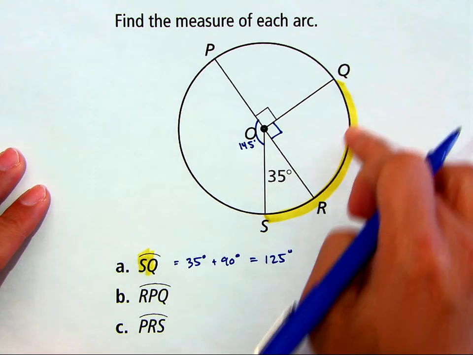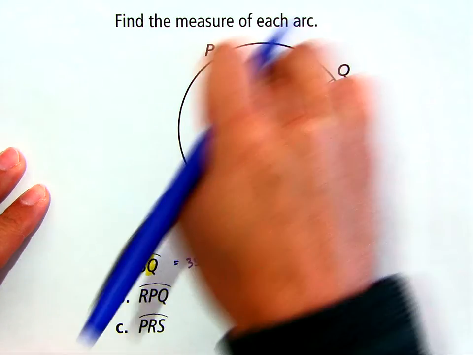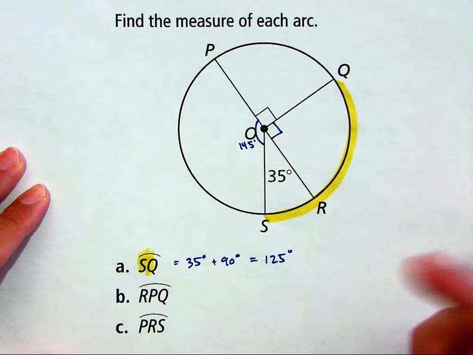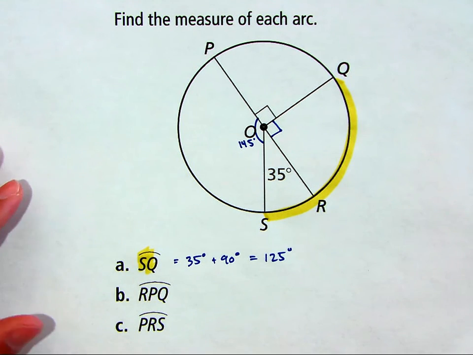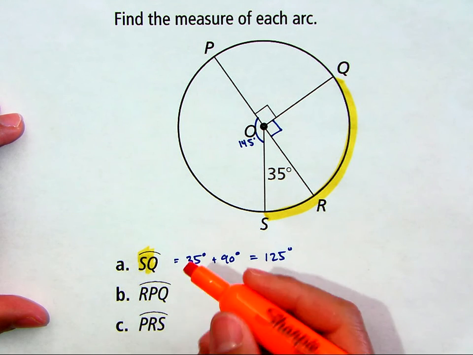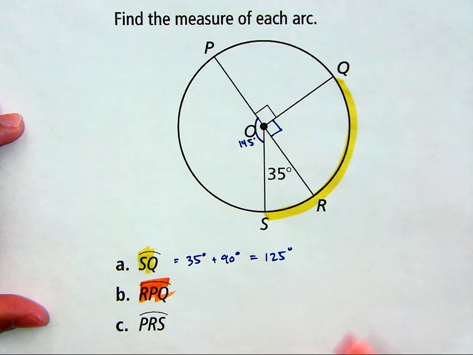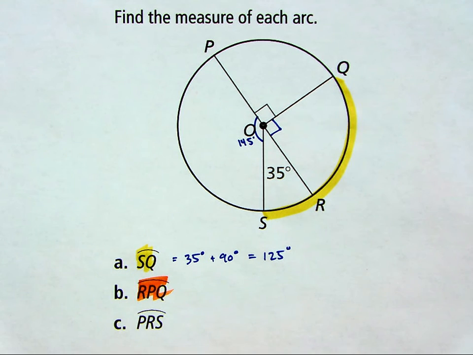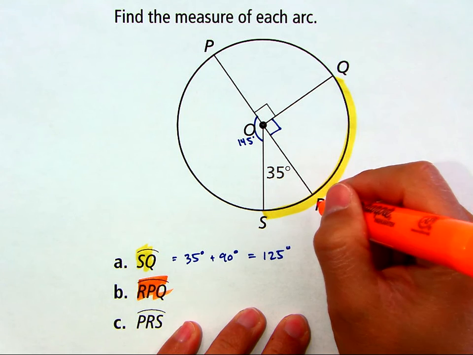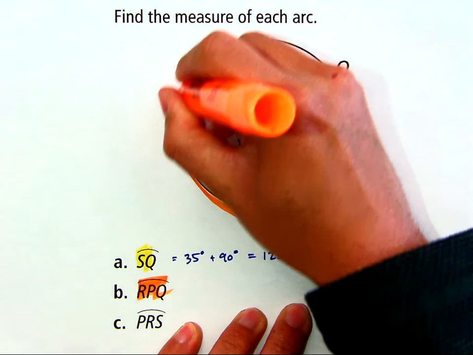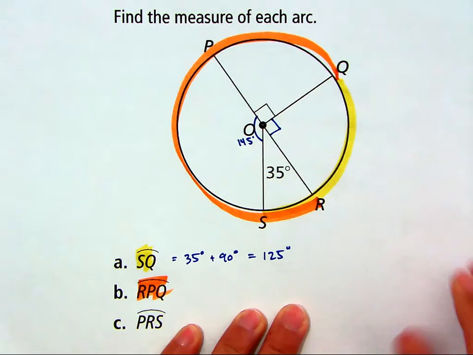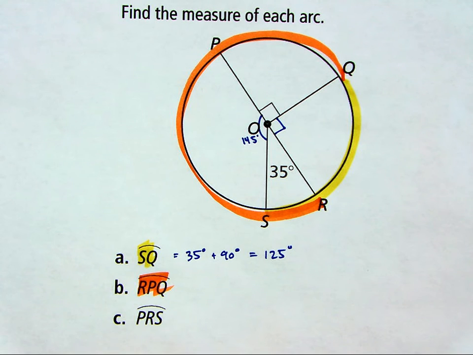Recall that the measure of the whole circle would be 360, right? And the sum of all these central angles is 360. All right. Second arc is RPQ. So we'll start at point R, end at point Q, but we have to pass through point P. So R, P, Q. All right, so that is a major arc, right? It's more than half the circumference of the circle.